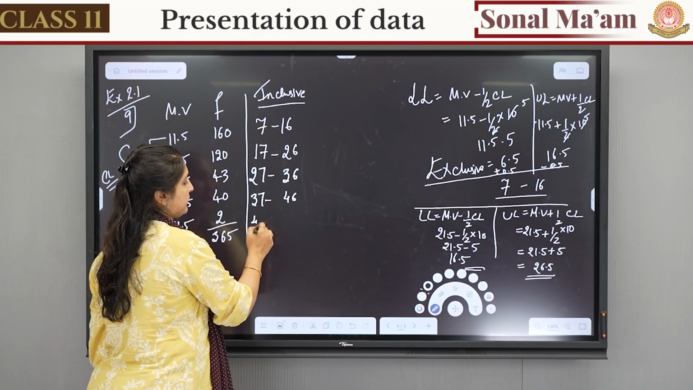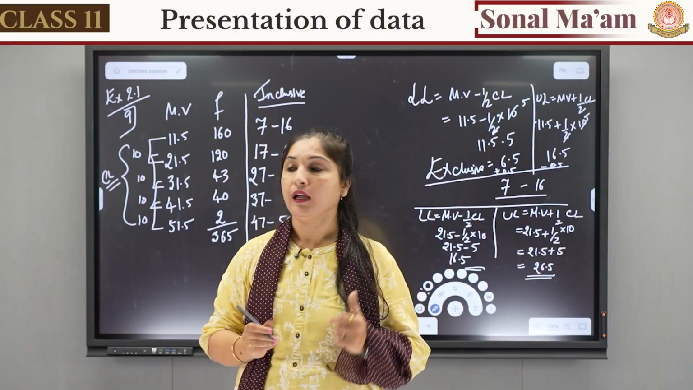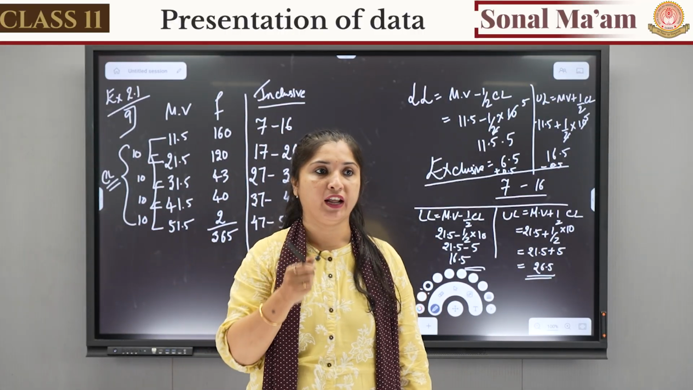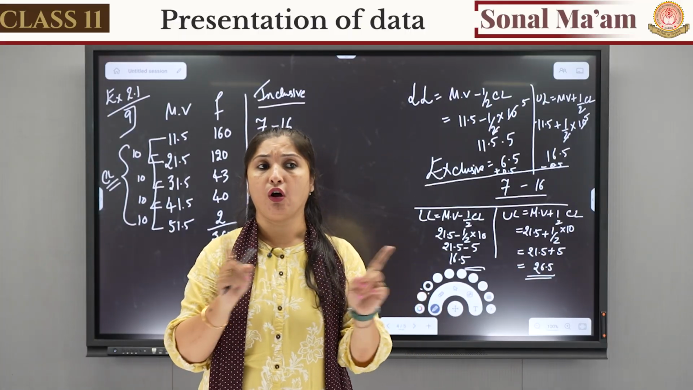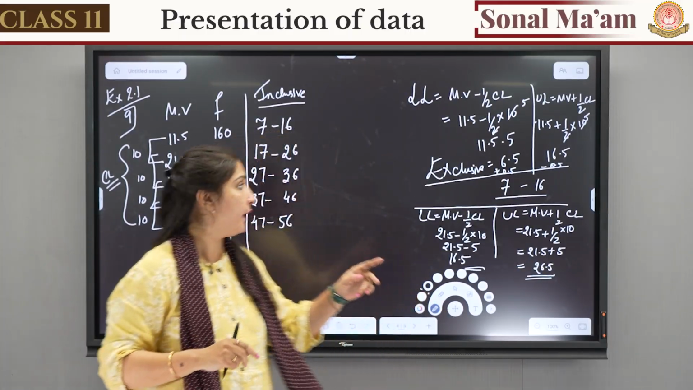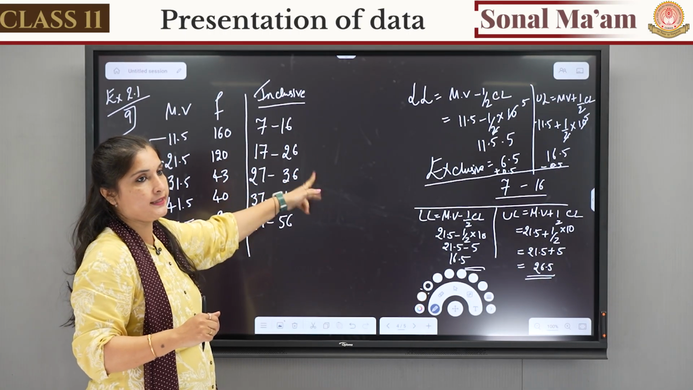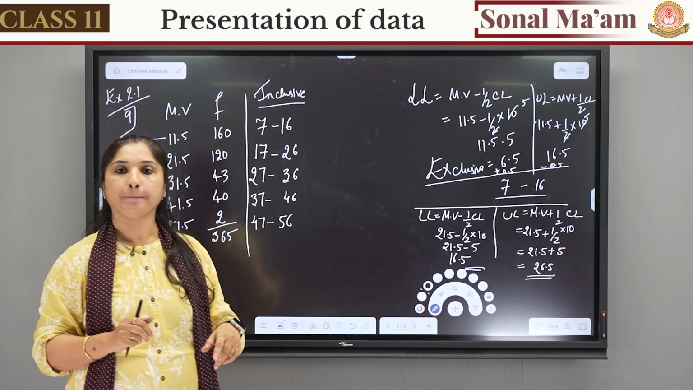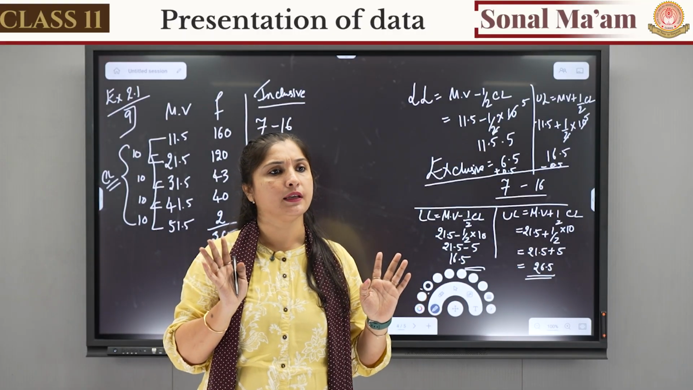How did we imagine this? Because the gap was the same. Yes, there was the same gap of 10, so we can make 10, 10, 10. For an inclusive class, the lower limit and upper limit will not remain the same. It will keep on changing, right? Here it is 7 to 16, next will be 17 to 26, next will be 27 to 36. Will the frequency change? No, the frequency will not change. Frequency will remain as it is.